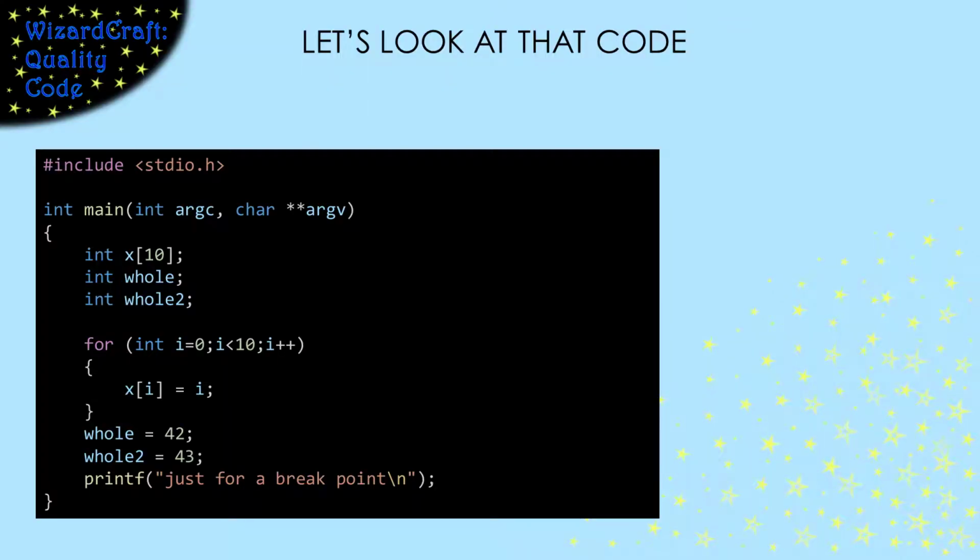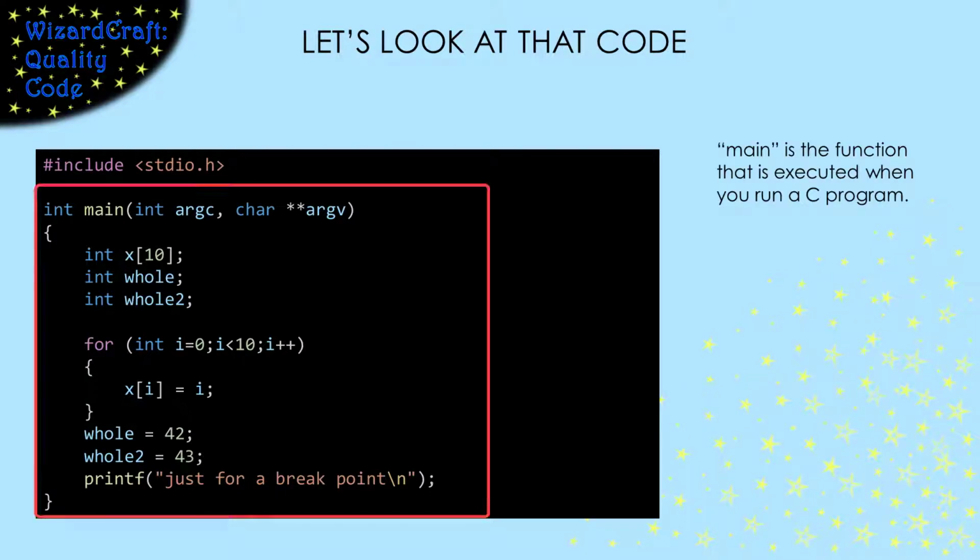Before we go any further, let's take a minute to look at that code. This is the main function. Main is the function that gets executed when you run a C program. There are two ways that you can declare main, but this one allows for the most functionality, so I just use this one all the time. We'll talk about those arguments in a later video.